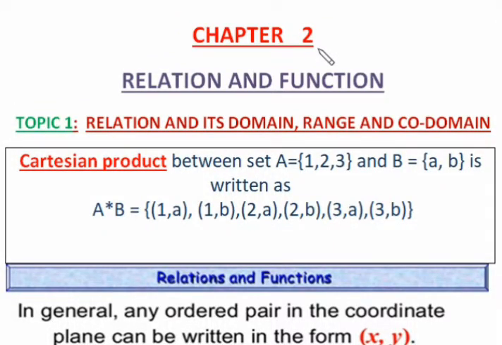Here we are going to discuss the second chapter of mathematics class 11, that is relation and function, and today's topic is relation and its domain, range and codomain. Now students, we know about the Cartesian product between two sets. If set A is {1, 2, 3} and B is {a, b}, we write A Cartesian product B equal to (1,a), (1,b), (2,a), (2,b), (3,a), (3,b), like that.